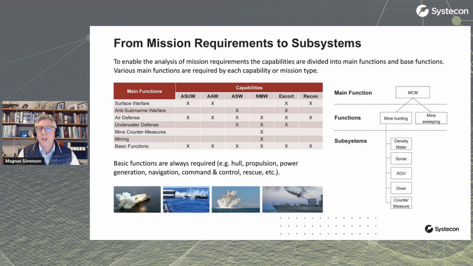Then, if you look to the right, we're going to break down the main function, and in this example, it's the mine countermeasure function into sub-functions like mine hunting and mine sweeping. In traditional naval systems engineering, you would now break it down to function groups, a generic structure. But we shortcut this a bit and directly break down the sub-functions into subsystems, so we can model that in Opus Suite.